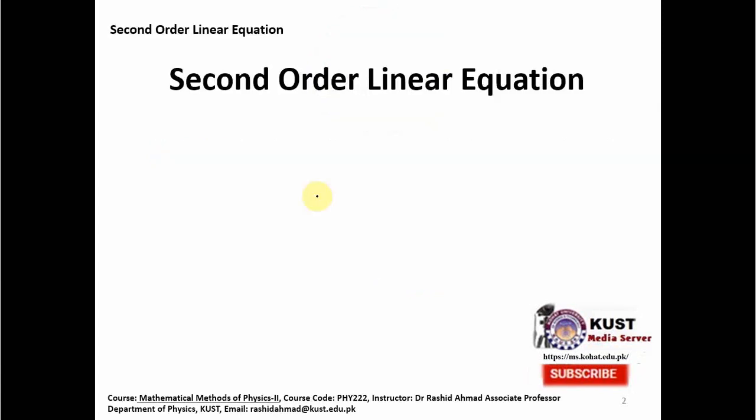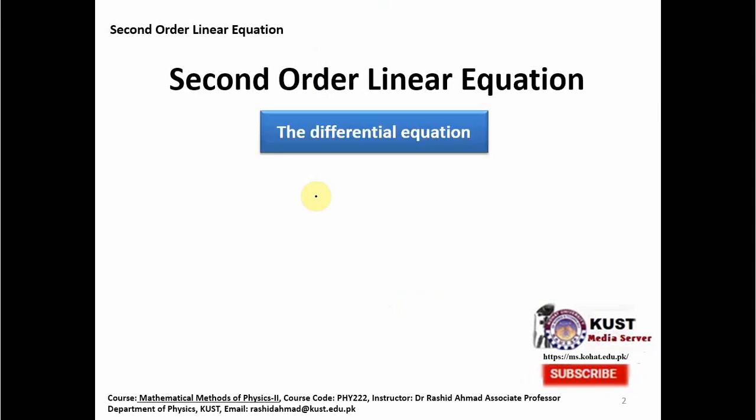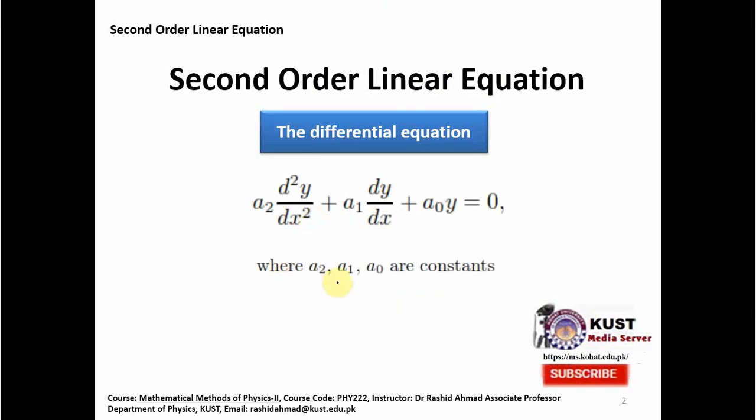So let's begin and see the first and simpler form of the second order linear equation. It is actually a differential equation, which means it contains derivatives. So generally it is of this form, where a2, a1 and a0 are some constants.